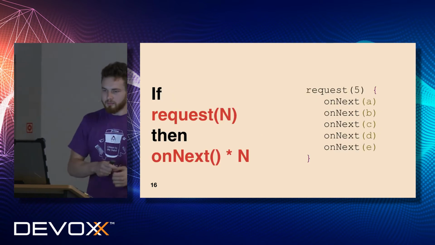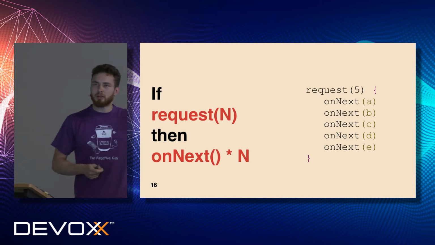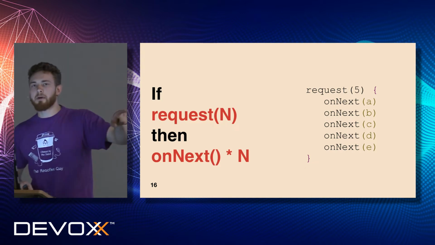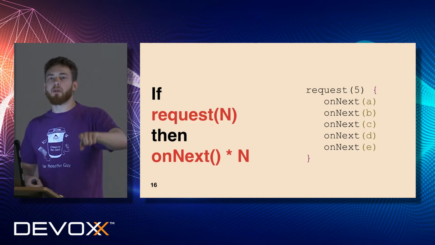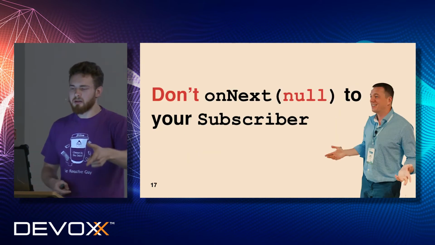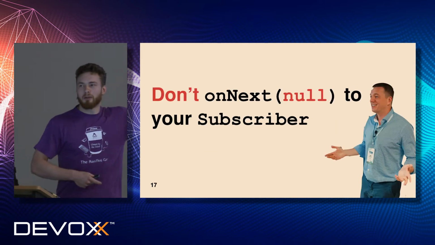Simple rule, right? Then, the rule related to backpressure. If the subscriber requested 5 elements, we have to send 5 onNext signals, and not more. We can send fewer, but not more. Then, this is a rule from Yegor Bugayenko.